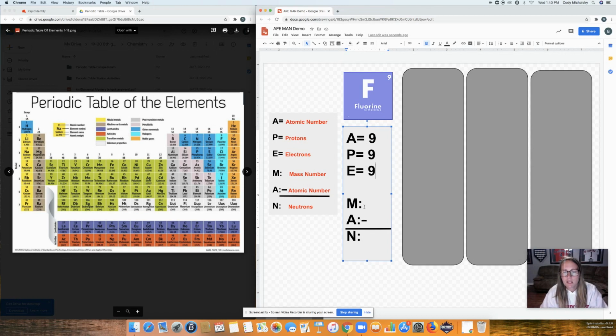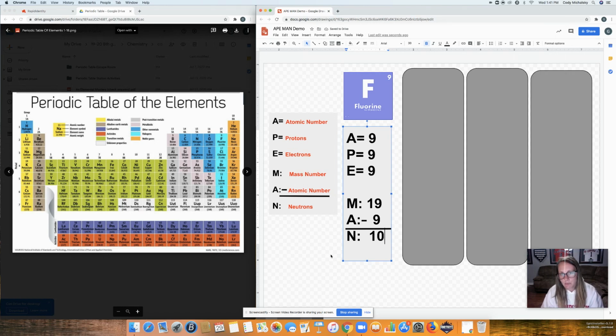Okay? So for your mass number, you need to round this. It says 18.99. I'm going to round that up to 19. So my mass number is 19. My atomic number, again, was 9. 19 minus 9 is 10. So I have 10 neutrons.